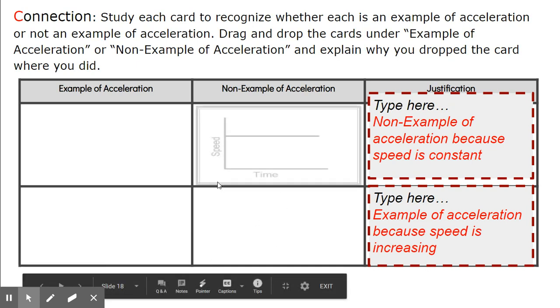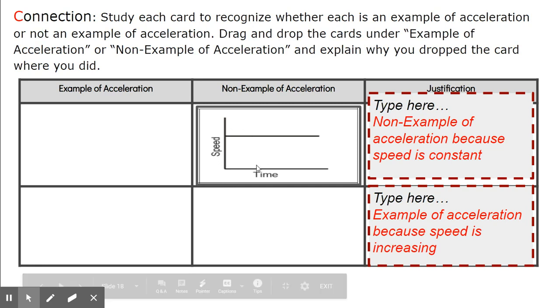So, our first card, we're going to classify it as a non-example of acceleration because you know that speed would be increasing here as time would be increasing, but if you look at your line graph, it's flat. So we are not increasing our speed as time goes by. So a flat line is indicating an object at rest. It went a certain speed, then stopped, and then your time is just going by. So this is a non-example of acceleration because your speed is constant, it's flat.